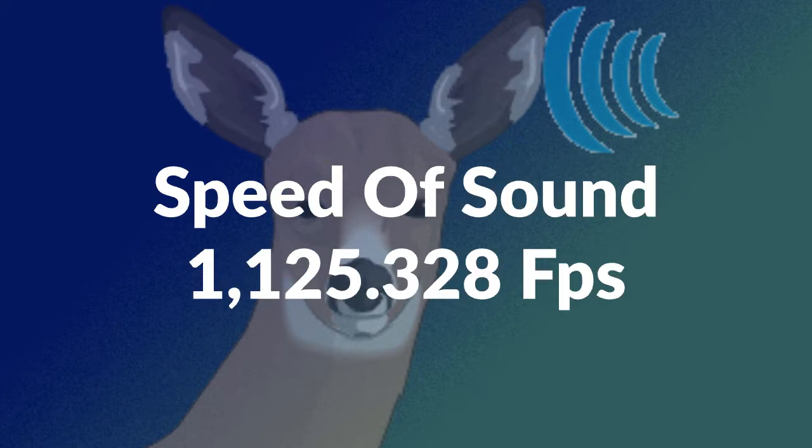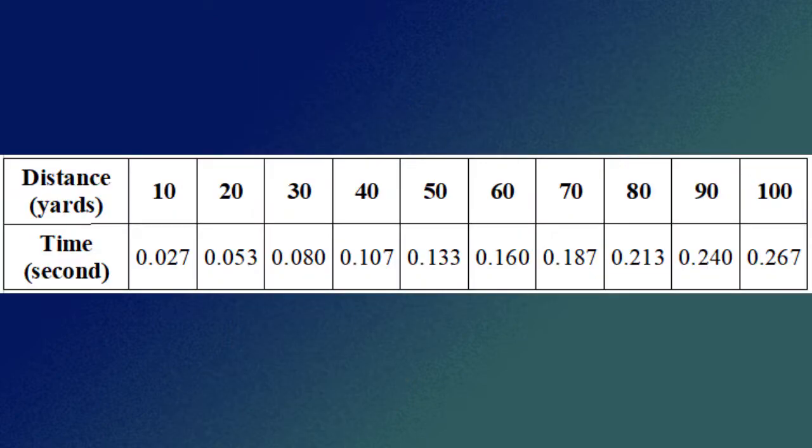The speed of sound is 1,125.328 feet per second. Why did I mention that? We need to know that to do some of our calculations when trying to get the arrow to the deer before it moves. This table shows the time it takes for the sound of the shot to go a given distance out to 100 yards in 10-yard increments.